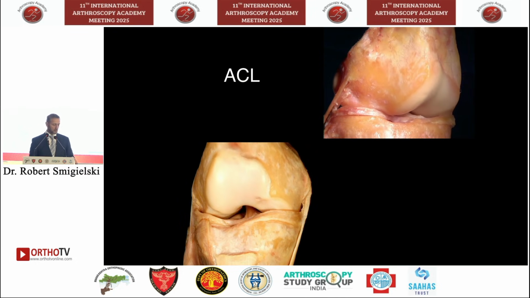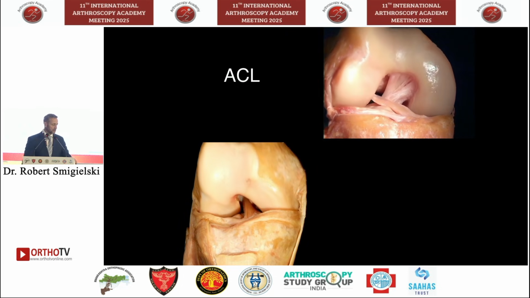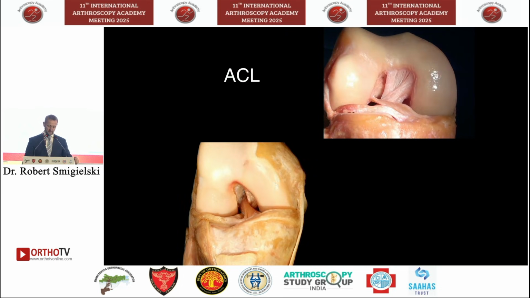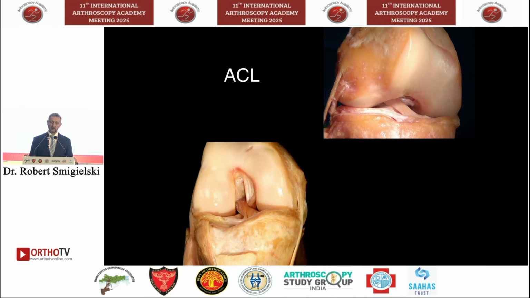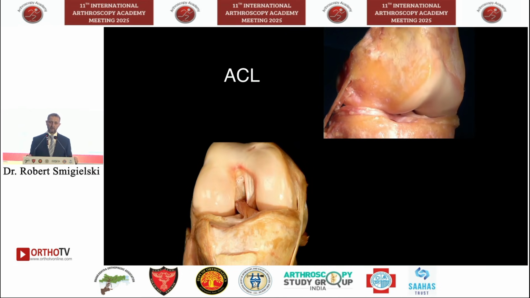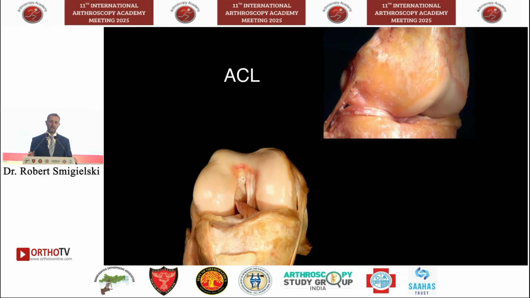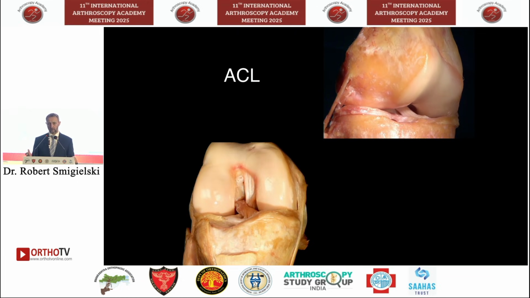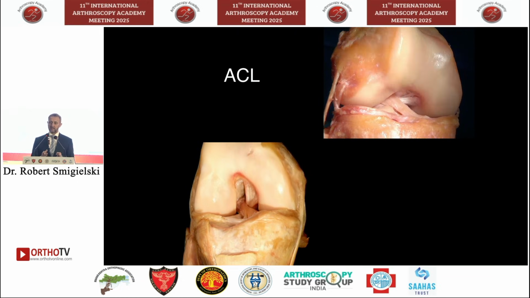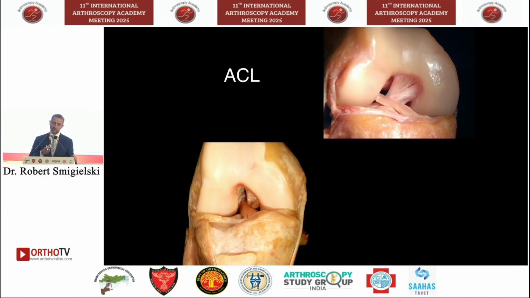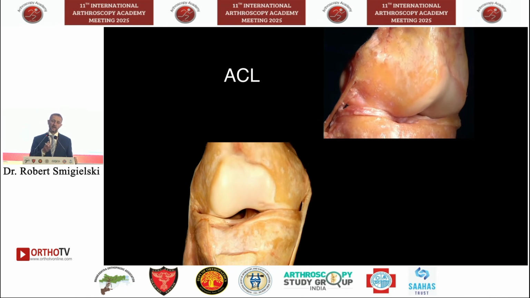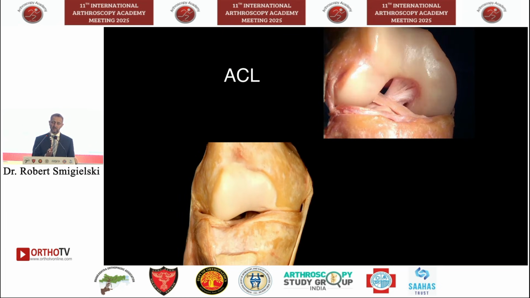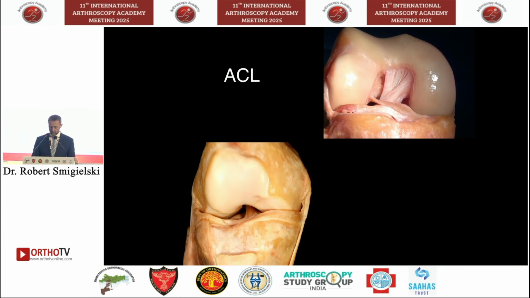Okay, please look at these two movies. We have two different shapes of the intercondylar notch. On your right hand side, you have a very wide intercondylar notch. On the left hand side, a very narrow intercondylar notch. In both pictures, you can see that the ACL fits perfectly to the narrow and the wide intercondylar notch. Why? Because the ACL is a flat structure that changes position during flexion and extension, it just rotates. That's why in full extension it's vertical, and in full flexion it's horizontal.